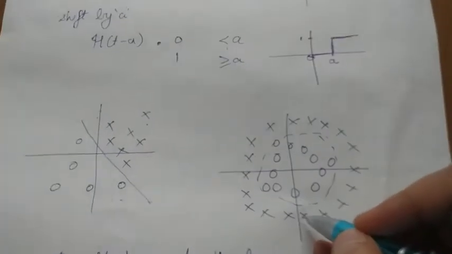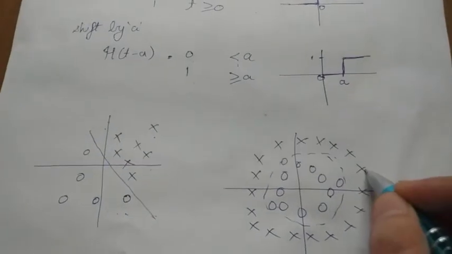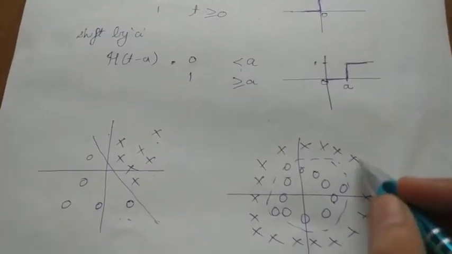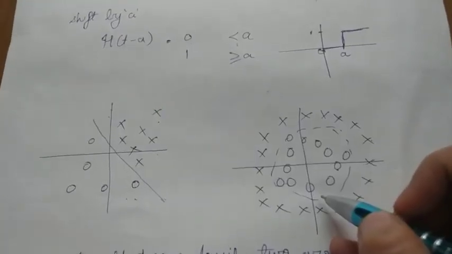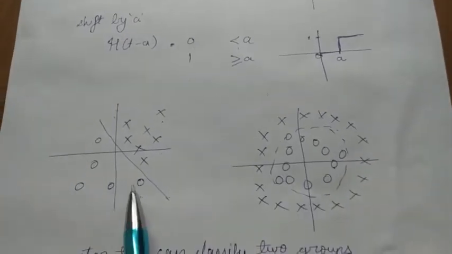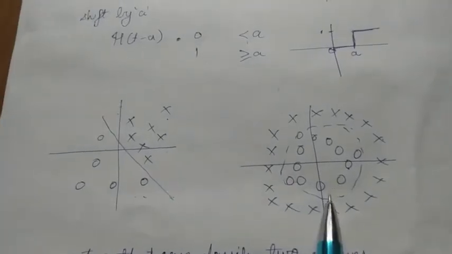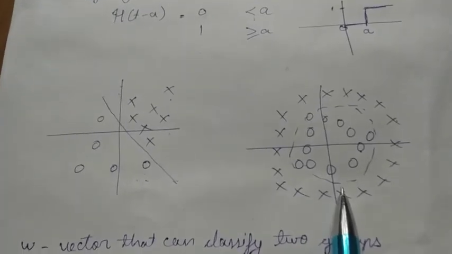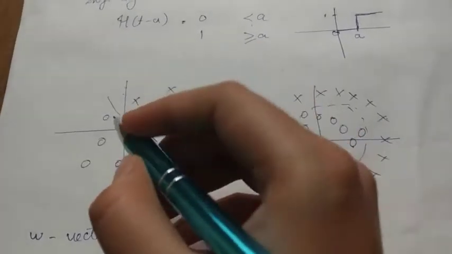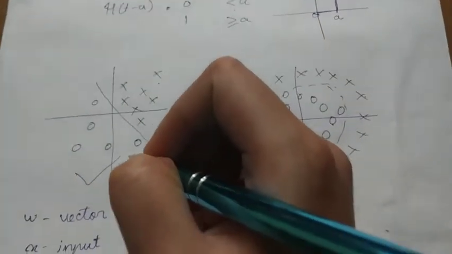It can clearly be seen in this case that circles and crosses cannot be separated with the help of a linear line. We need a circle like this. So case 1 is called a linearly separable problem, and case 2 is not linearly separable, and perceptrons work with linearly separable problems. Now let us see the parameters.